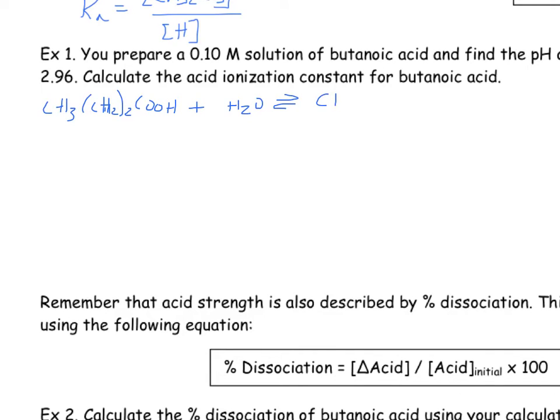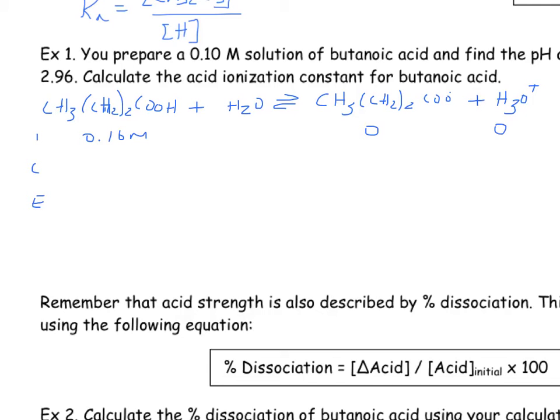Because butanoic acid is an acid, it will donate an H+. Remember, carboxylic acids always donate the H on the hydroxyl group of the functional group. This will also produce a hydronium ion. If I start off with a 0.1 mole per liter solution, I did not add any of these two products in.